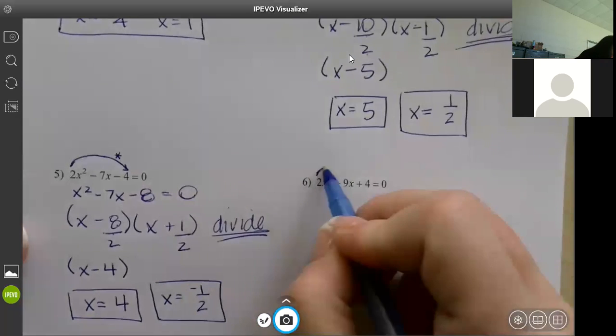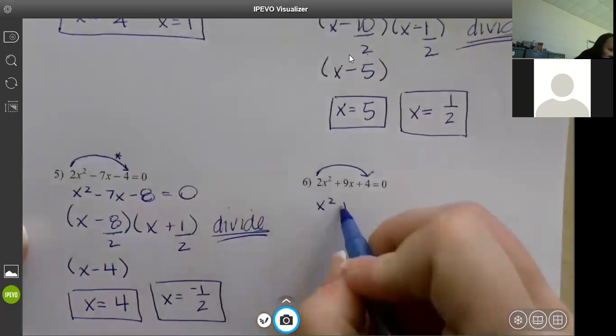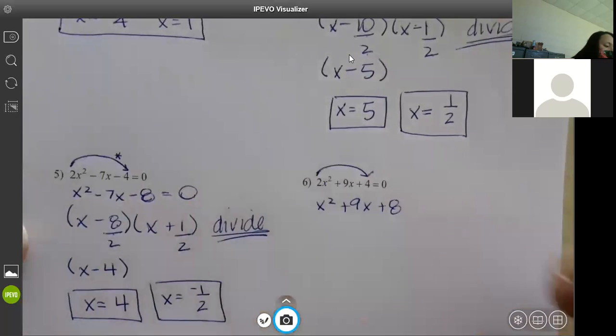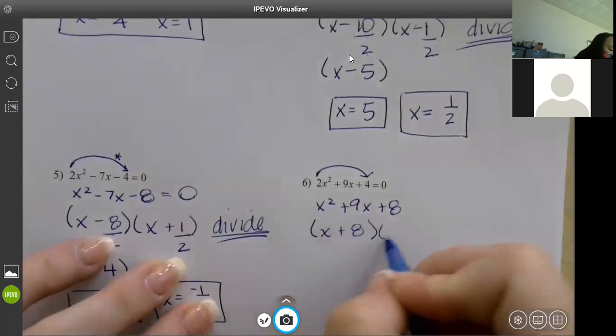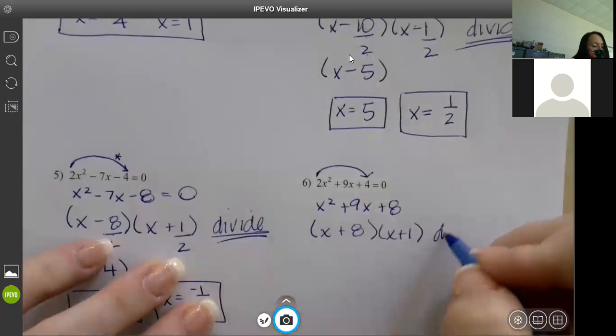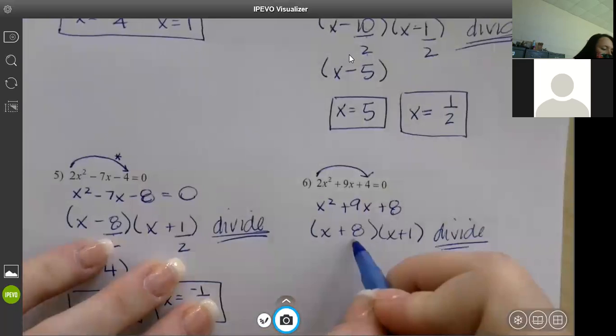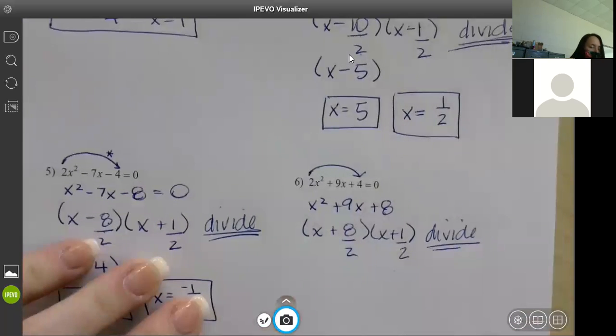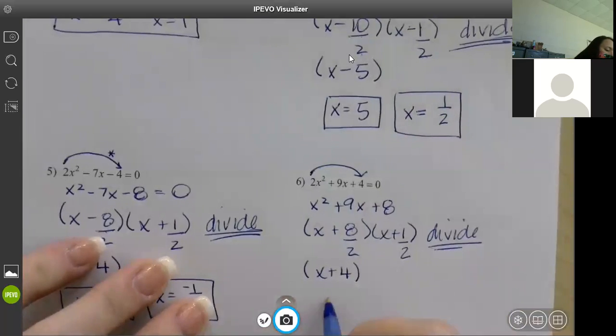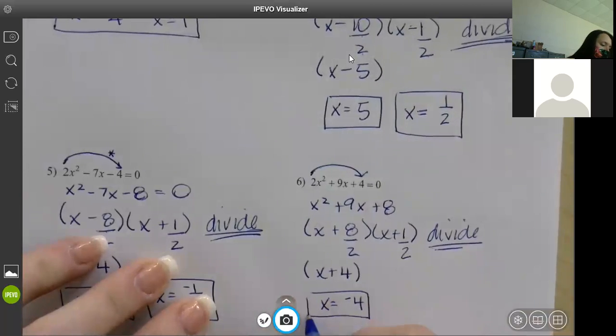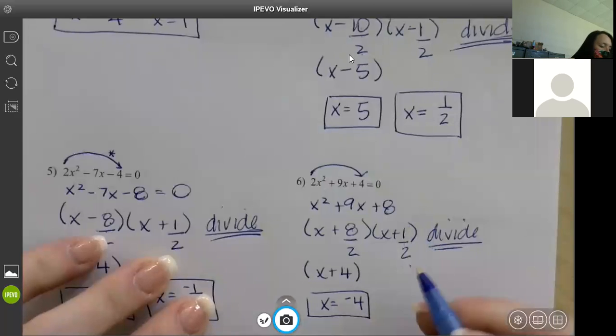Okay, next one, I have a 2 in front, so I'm going to slide it over. I get x squared plus 9x plus 8. What are your factors of 8 that add to 9? I wrote them the opposite way, but it's okay. Don't forget, I did slide, now I have to divide. I'm dividing by 2. 8 divided by 2 is 4. If I have a factor of positive 4, my answer is, come on guys, negative 4. Up here, I have a factor of 1/2. It will not simplify, so my answer is going to be negative 1/2.